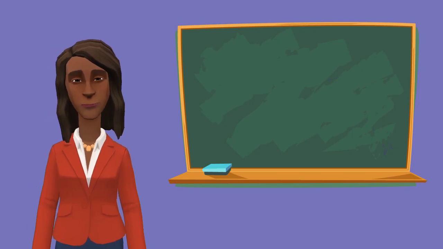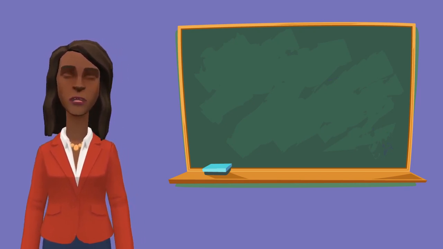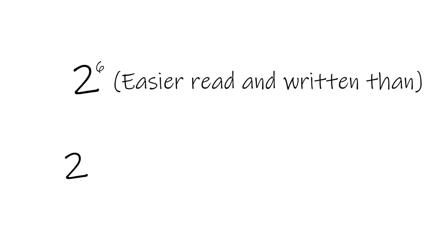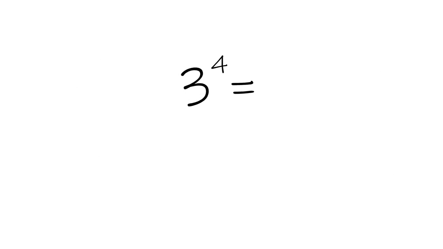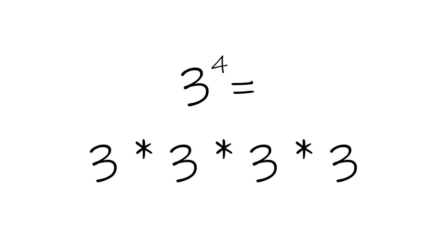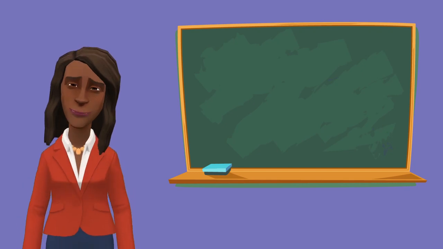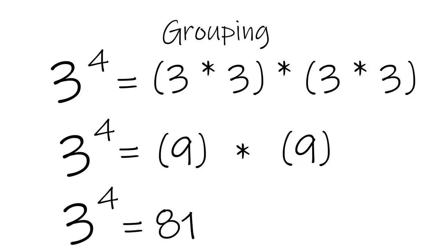Indices make it easier to write and use many multiplications. For example, 2 to the power of 6 is easier to read and write than 2 times 2 times 2 times 2 times 2 times 2. You can also multiply any number by itself as many times as you want using indices. Look at the example. Another easy way to put the example is to group the number in pairs, like this.